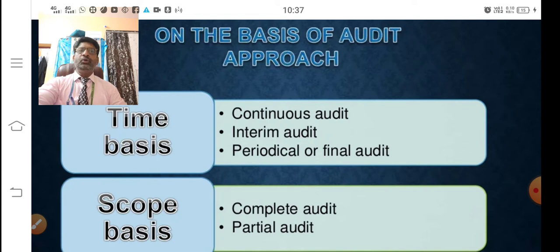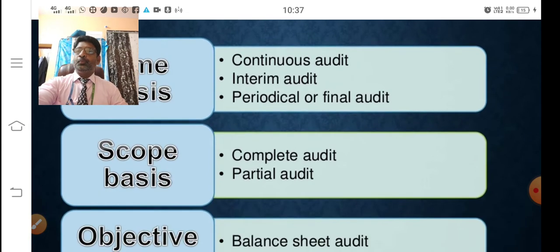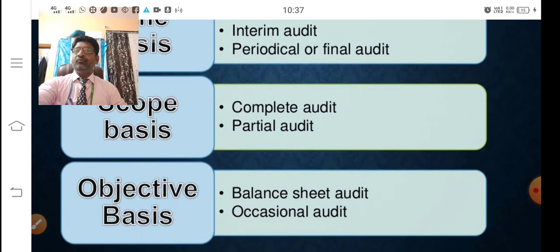It is carried out in respect of only a part of the books of accounts of a business for a part of the whole of the period. So, on the basis of time, the audit can be classified into three. On the basis of scope, the audit can be classified into two. Next, on the basis of objectives, the audit can be classified into two.